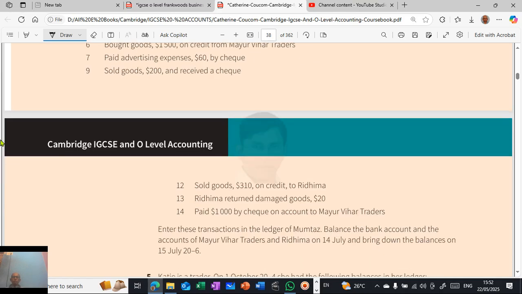Enter these transactions in the ledger of Mumtaz, balance the bank account and the accounts of Mayur Vihar Traders and Rizima on 14 July and bring down the balances on 15 July. How to do this, we'll discuss in the next class.